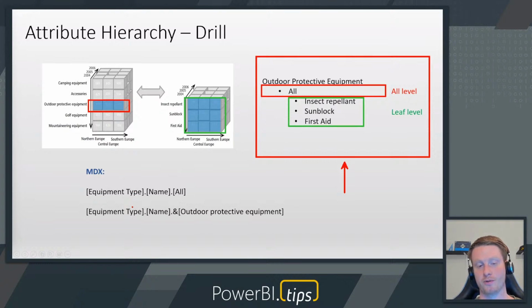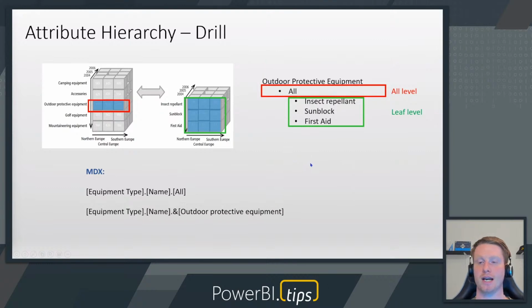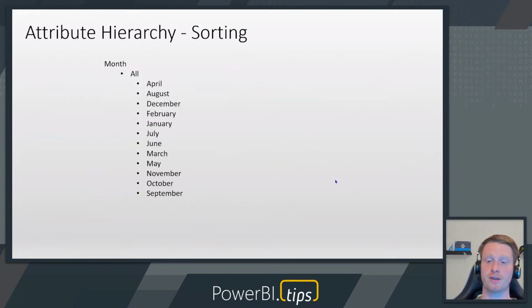We have to say we want the outdoor protective equipment, for example. And we have to specify exactly what we want to see in the MDX. So another reason for an attribute hierarchy is it pre-sorts.